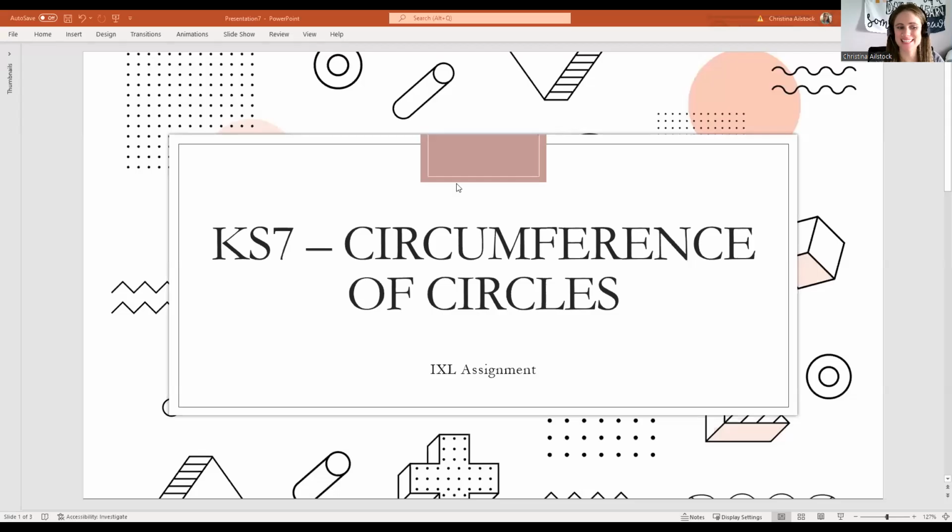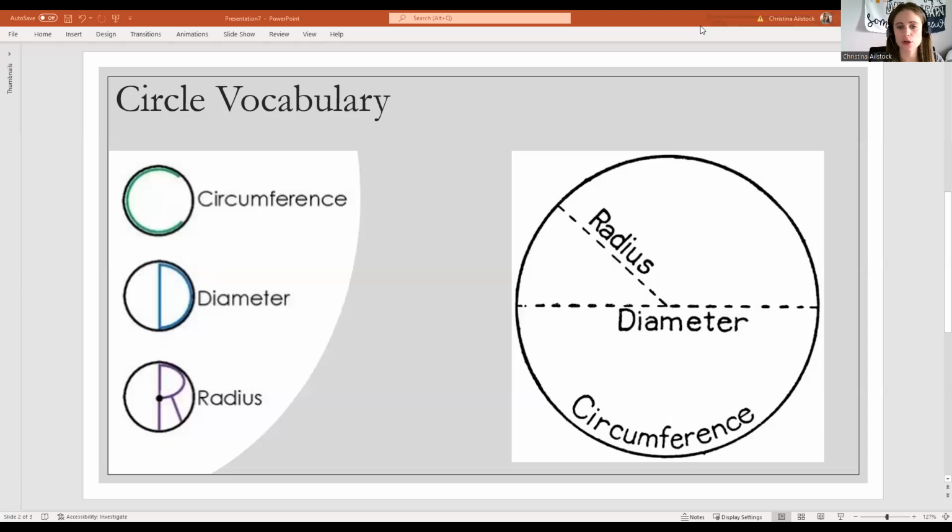Hi everyone. Today we're going to go through the assignment KS7, Circumference of Circles. So first, let's go over a few vocabulary words that we need to know.